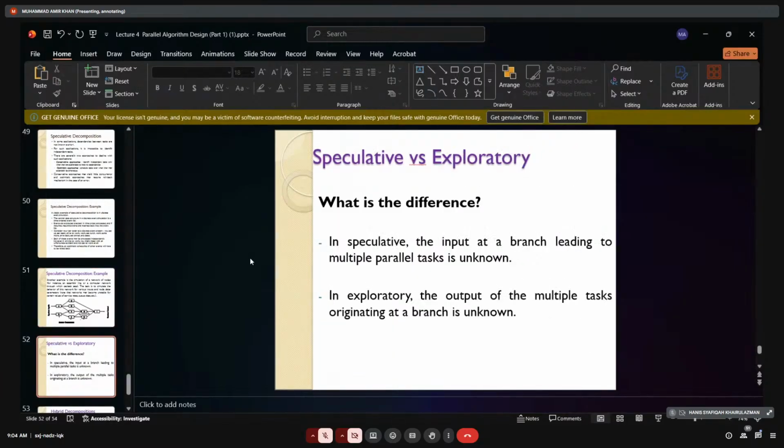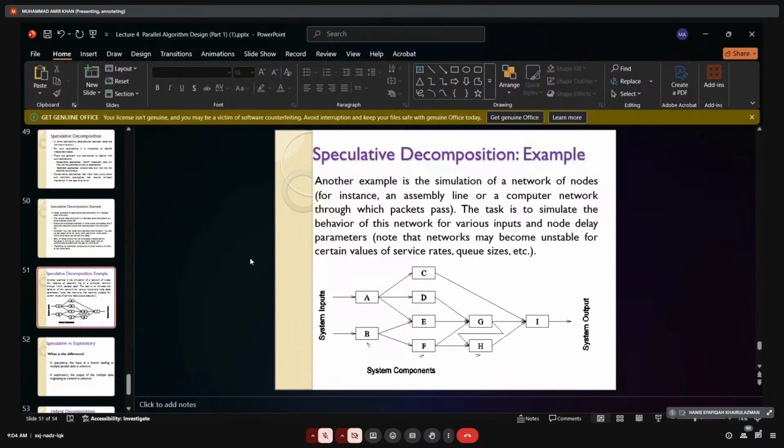So what's the difference? In speculative decomposition, the input at a branch leading to multiple parallel tasks is unknown. In exploratory decomposition, the output of the multiple tasks originating at a branch is unknown. We don't know where the congestion is or how long it will take. So we have to look at the service rate, the queue size, the delay, everything, and then we can predict which route is best.